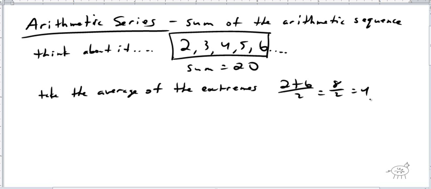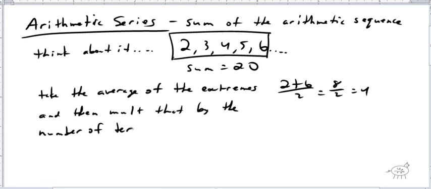So the average of the extremes, and then multiply that by the number of terms. Kind of cool, actually. So again, our average of the extremes is 4. There are 5 terms. 20. That's actually kind of slick. So it's the average of the extremes, then multiply that by the number of terms.